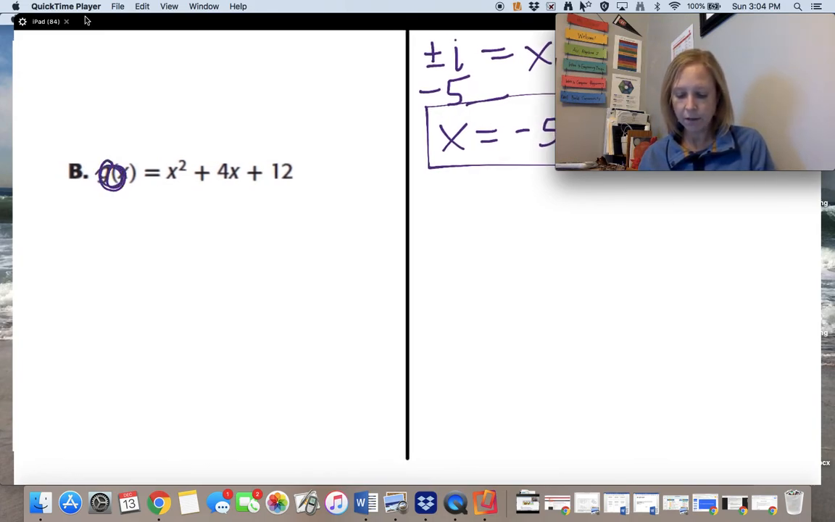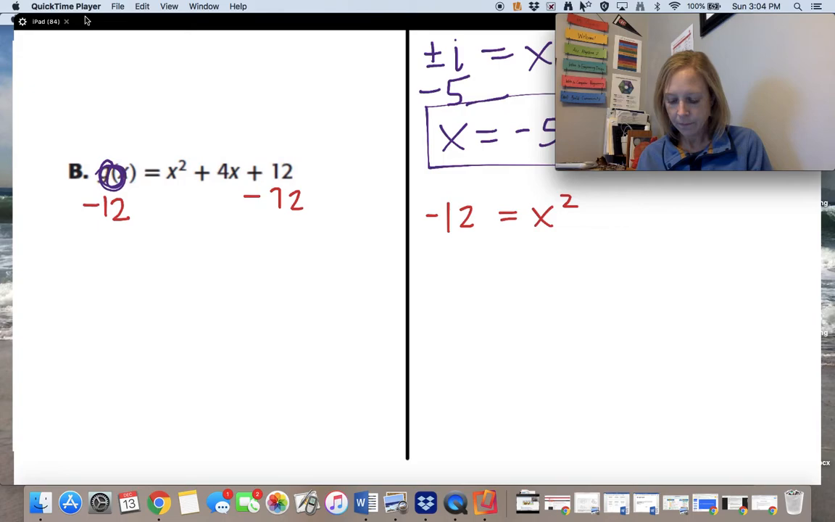Put it equal to 0. What multiplies to 12 and adds to 4? Nothing. We're back to completing the square. Let me switch colors so it's easy to see the difference between my work. Subtract 12 from both sides. Negative 12 equals x squared plus 4x.